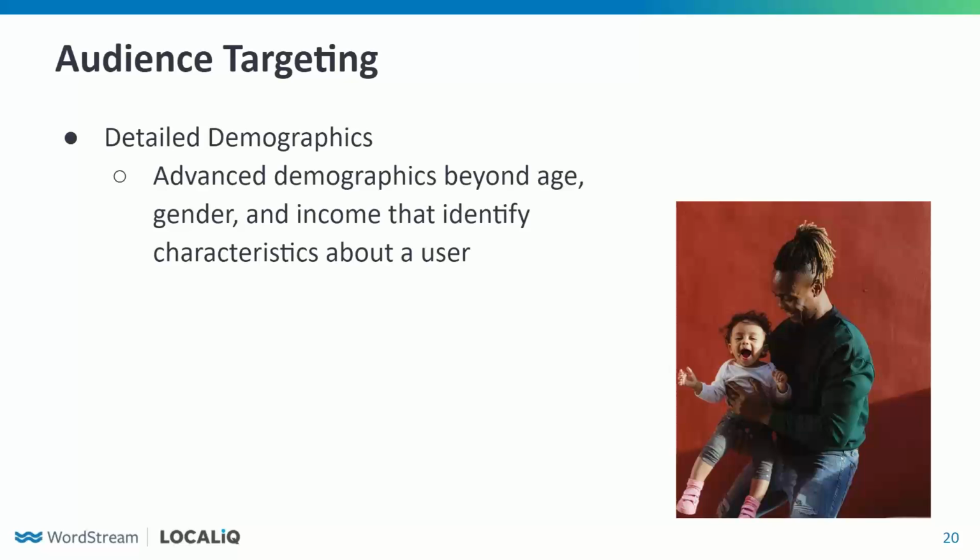So let's start first under audience targeting, which the first one is going to be detailed demographics. So these are going to be advanced demographics that go beyond the standard age, gender, and income that identify different characteristics about a user. These will include parental status, homeowner status, marital status, education. These go a little bit beyond, again, just age and gender, and they allow us to match up to a user, not necessarily based on browsing habits, but just what does Google know about our users?